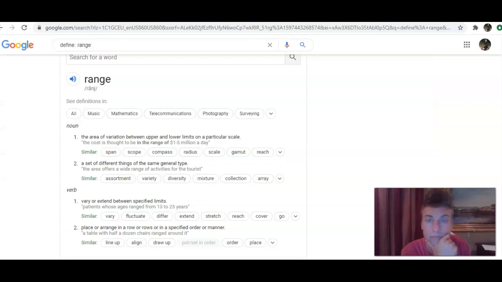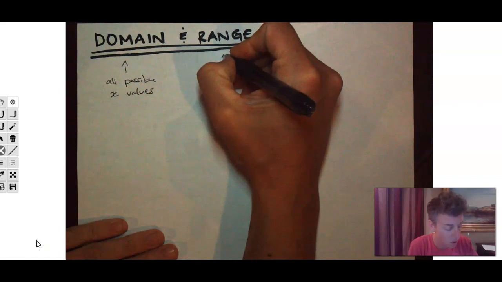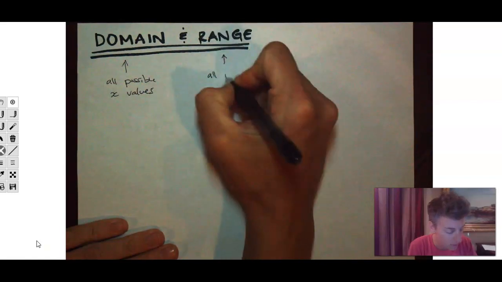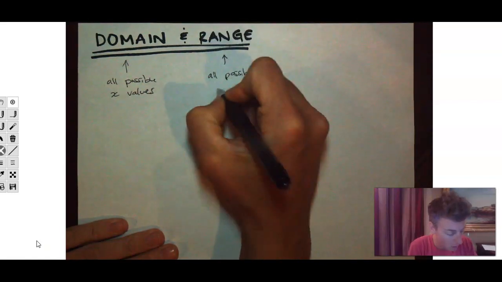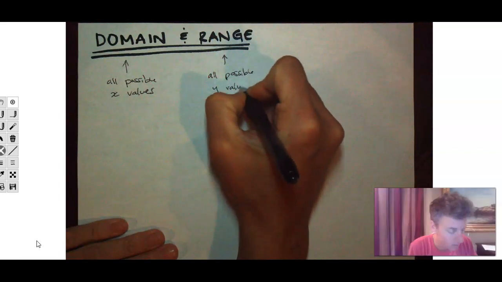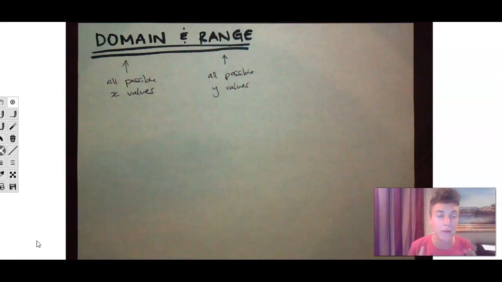And range has a whole bunch of definitions too. In music, like your musical range. Something about photography, I don't know about that one. How far away something is. But we are talking about the math version of range, which is going to be all possible y values. Okay, so these get confused by students all the time. All the time.